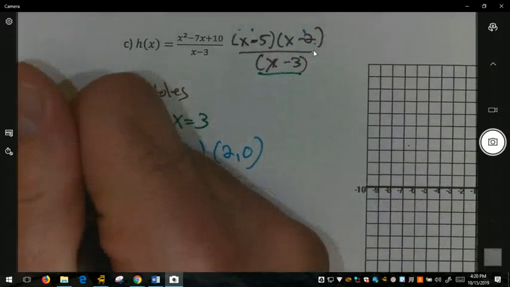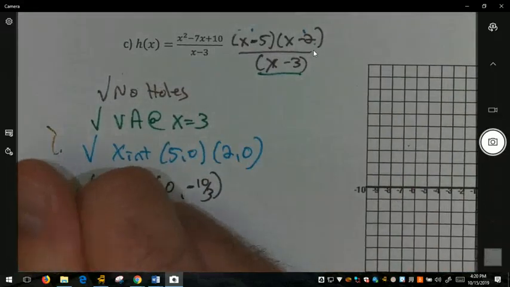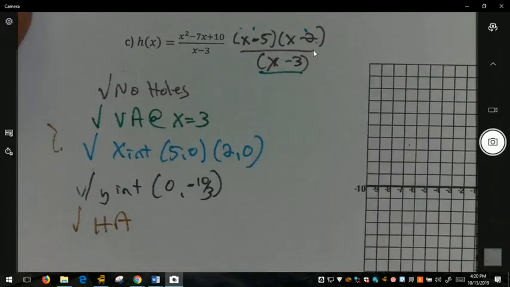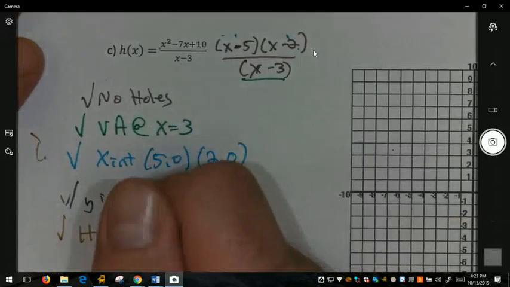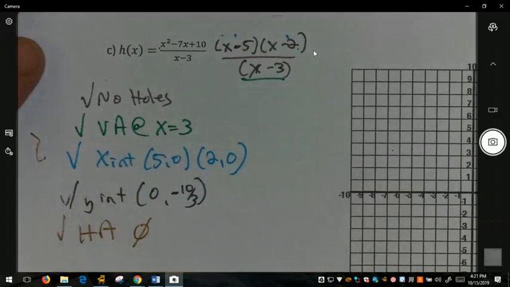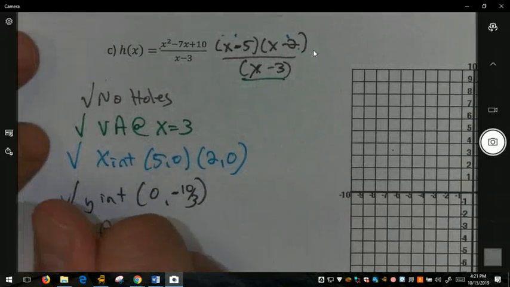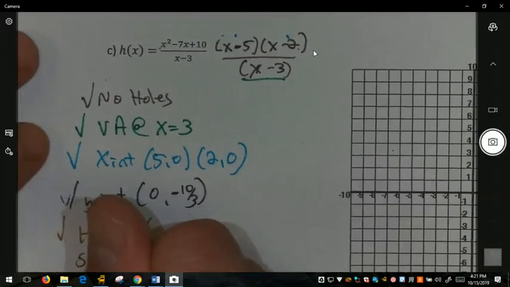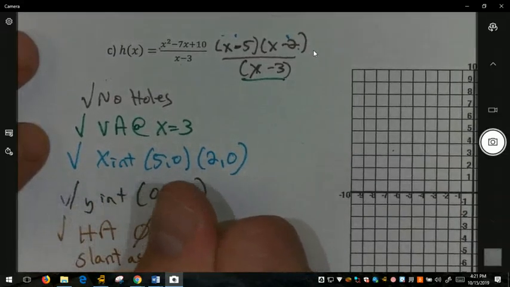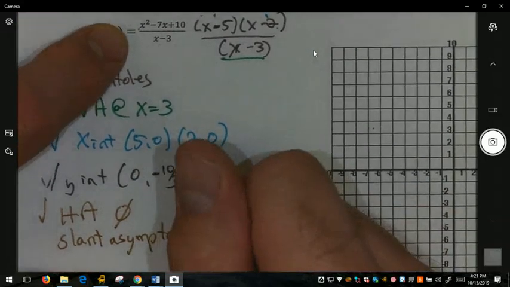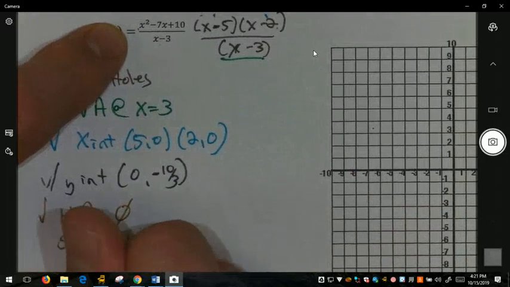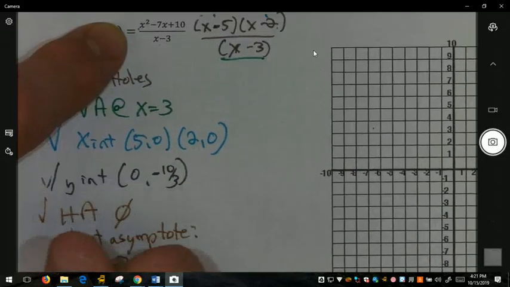Last but not least, for part 1, stating the horizontal asymptote. Well, the degree of the numerator is bigger than the degree of the denominator, so there is no horizontal asymptote. However, there is a slant asymptote. The slant asymptote is found by dividing the numerator by the denominator. I'm going to use synthetic division for that.